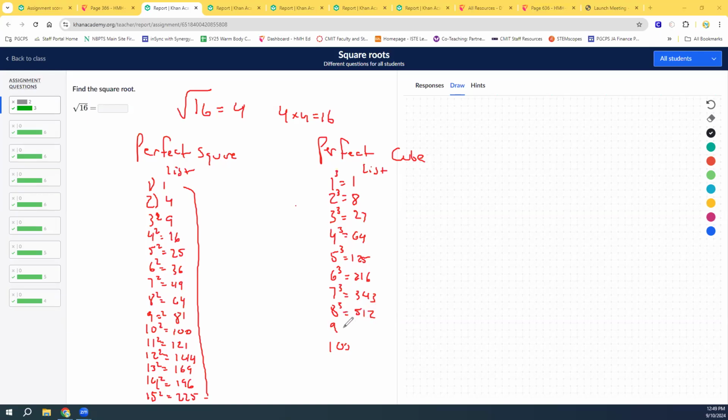Got it now. 9 cubed is 729. Let's see. 9 times 9 times 9. 729. I had it. I believe in myself. And not 100, but 10 cubed is 1000. Okay, so make sure you have both those lists in your notes. They're leaving the screen right now.